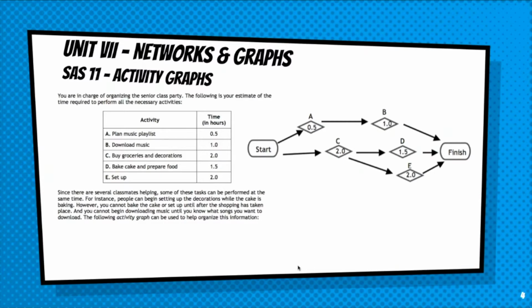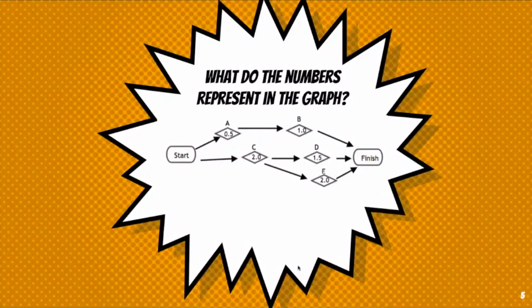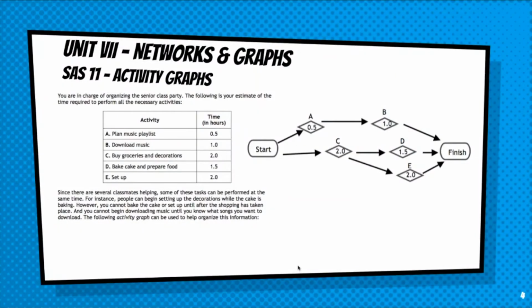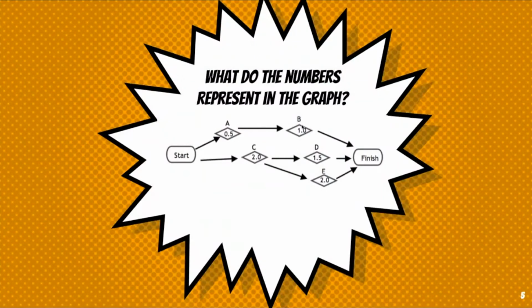So it looks kind of like the graphs we've been doing, but it has a little bit of a different twist to it. So, all right, what do the numbers represent in the graph? We just discussed it. If you go back here and you look at the table, it tells you it's time in hours. It says activity A is a half hour. If you come over here and look at this graph, 0.5 is in that little diamond that represents activity A. So we know that the numbers represent hours it takes to do that activity in the activity graph.